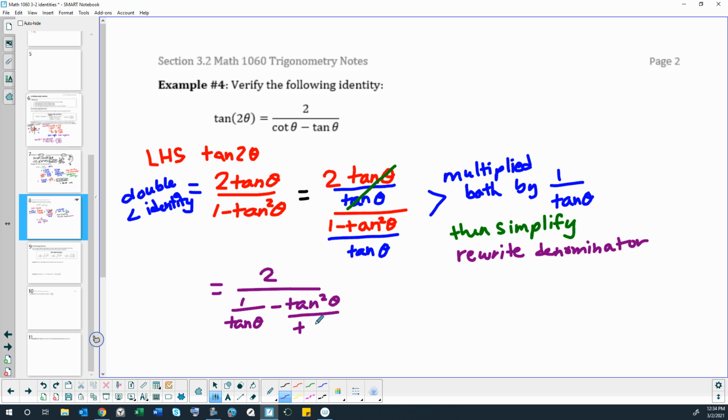Okay, so we have tangent over tangent. So you can see how I've split up my fraction into 2 fractions. Usually we're adding fractions together. This time we're splitting them up. So now, hopefully you're beginning to see what's happening here. 1 over tangent, that's the reciprocal of tangent, that's cotangent.